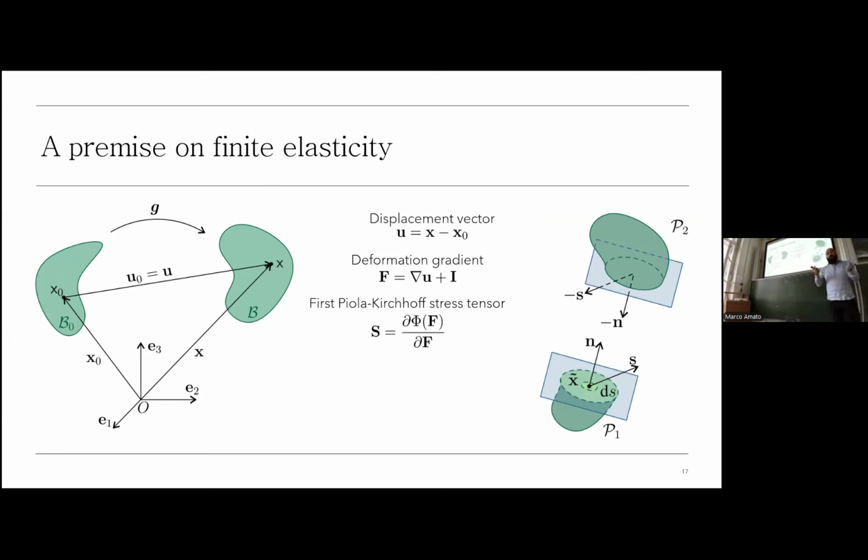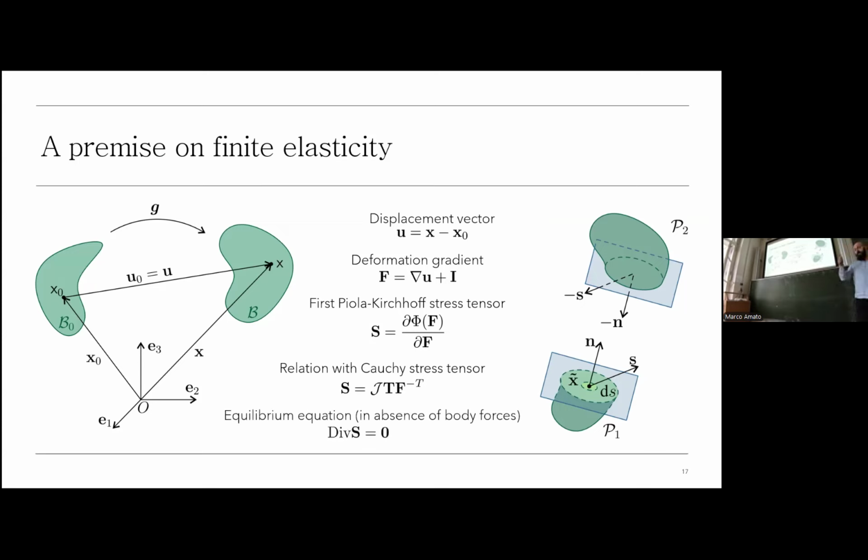assuming now a hyperelastic response, the first Piola-Kirchhoff stress tensor is equal to the first derivative of the strain energy density function with respect to the deformation gradient. We can also relate first Piola to Cauchy by using the deformation gradient and its determinant. And in the absence of body forces, the equilibrium equation simplifies to the requirement that the first Piola is solenoidal. In other words, it is divergence free.